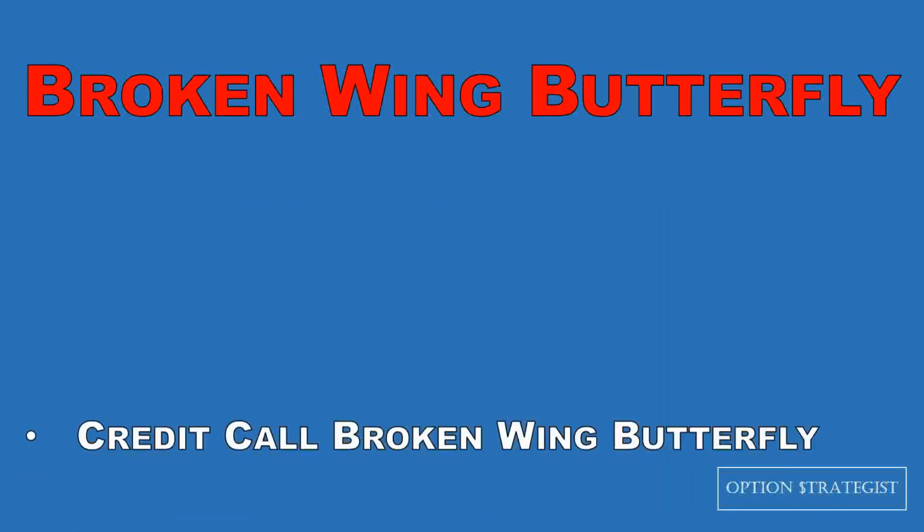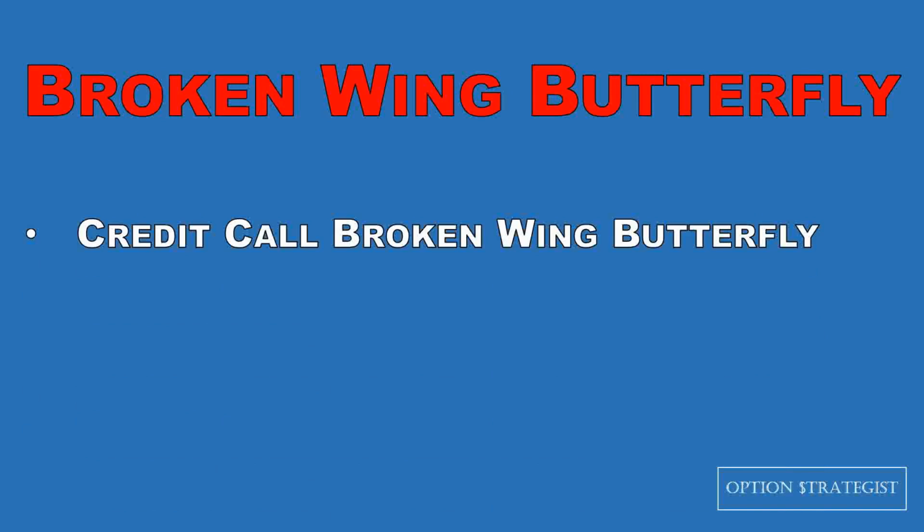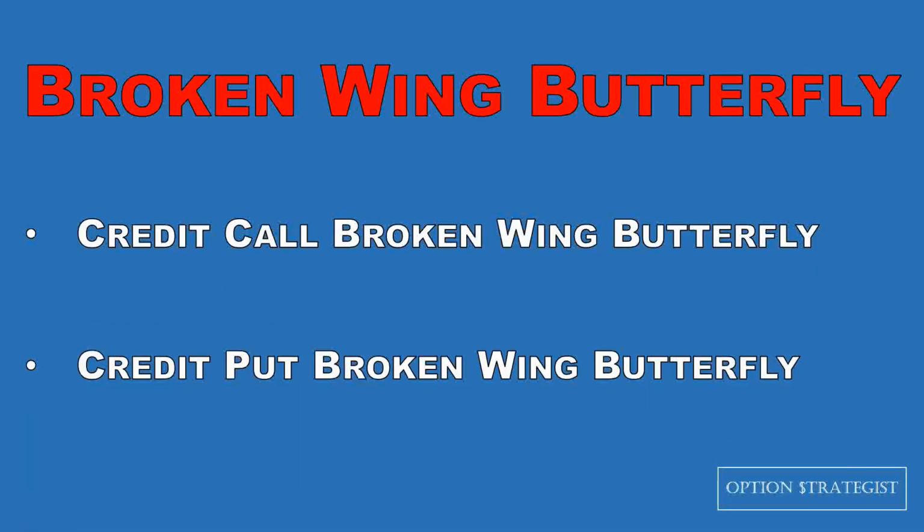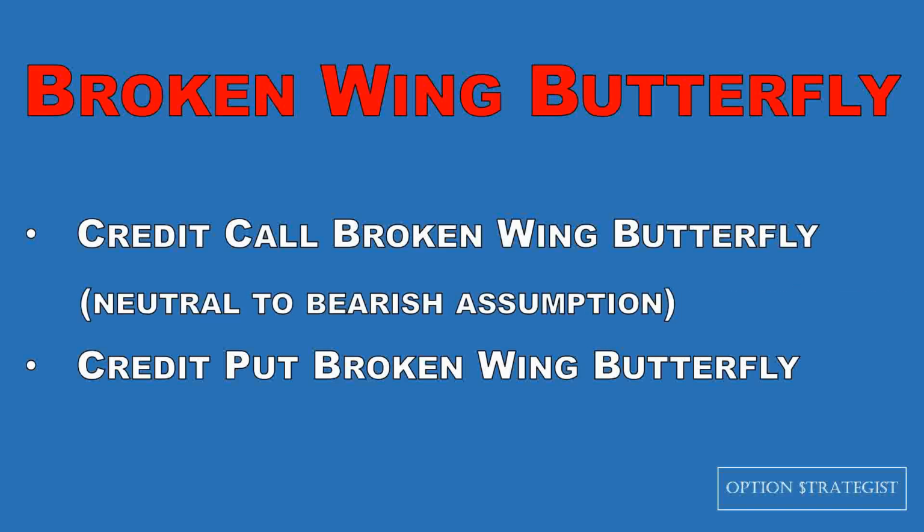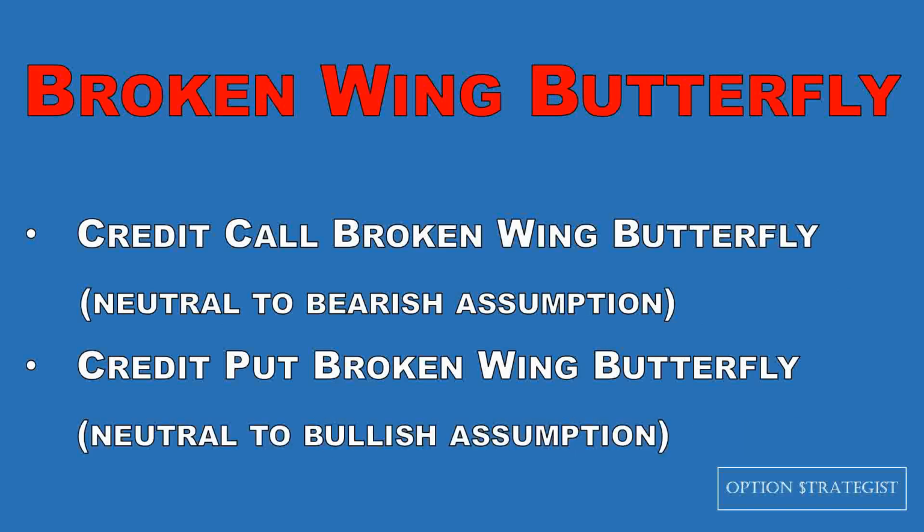There are two types of broken wing butterfly, which are credit call broken wing butterfly and credit put broken wing butterfly. The credit call broken wing butterfly has a neutral to bearish assumption of the stock. In contrary, the credit put broken wing butterfly has a neutral to bullish assumption of the stock. Let's look at how to set up the trade.